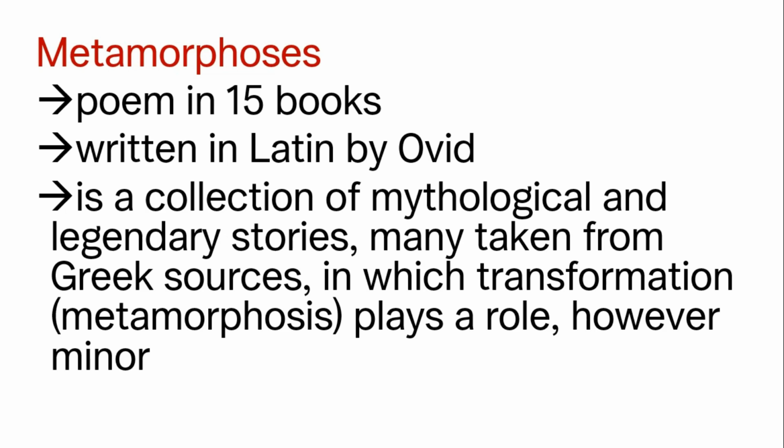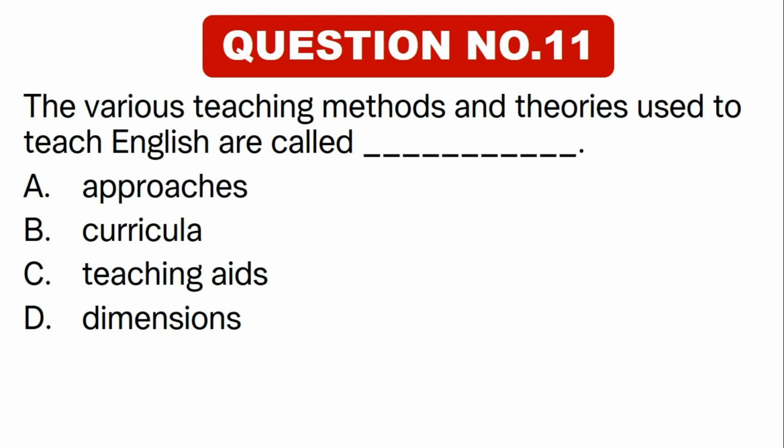Okay, number 11. The various teaching methods and theories used to teach English are called A, approaches, B, curricula, C, teaching aids, D, dimensions. Again, the various teaching methods and theories used to teach English are called A, approaches, B, curricula, C, teaching methods, D, dimensions. The correct answer is letter A, approaches.